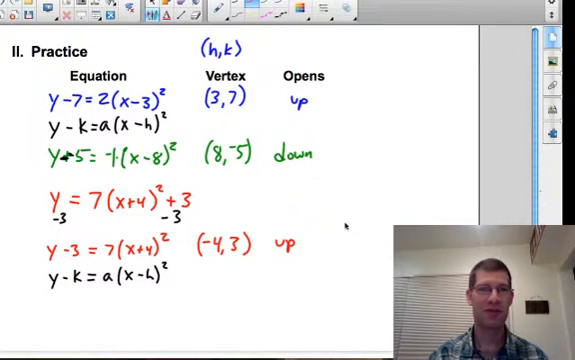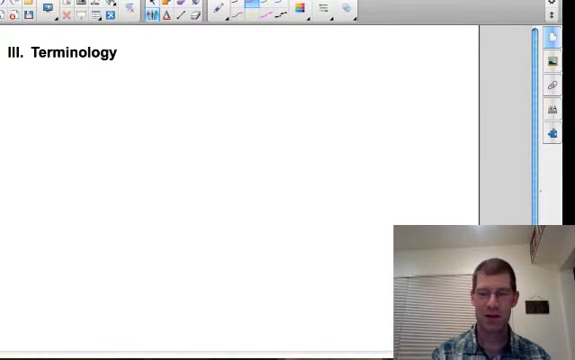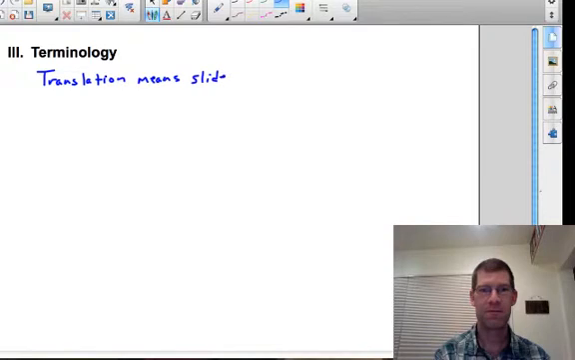Really the last thing is we just have a terminology issue to take care of. And if I jump over here, Roman numeral 3 is terminology, and in geometry class you probably called sliding a graph around, or sliding an object around on graph paper, translation. So then I'll say here a translation means slide. Really we're just moving the object around.